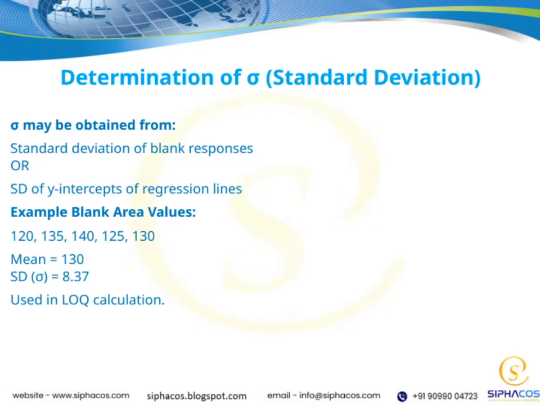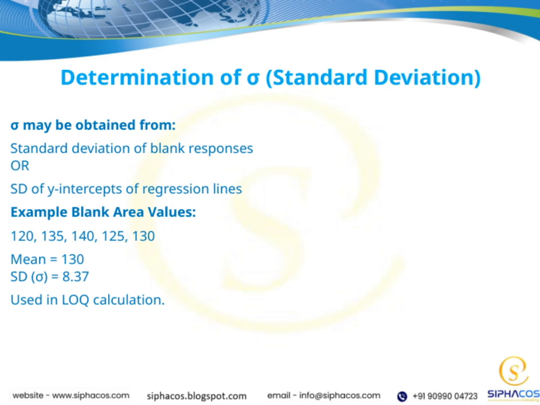Now, let's talk about how we determine sigma, or the standard deviation, which is a key parameter in our analysis. Sigma can be obtained in a couple of ways. One common method is by looking at the standard deviation of blank responses, which are the responses when no analyte is present. Alternatively, we can use the SD of the y-intercepts from regression lines, especially when we're working with calibration curves. Let's look at an example with some blank area values: 120, 135, 140, 125, and 130.